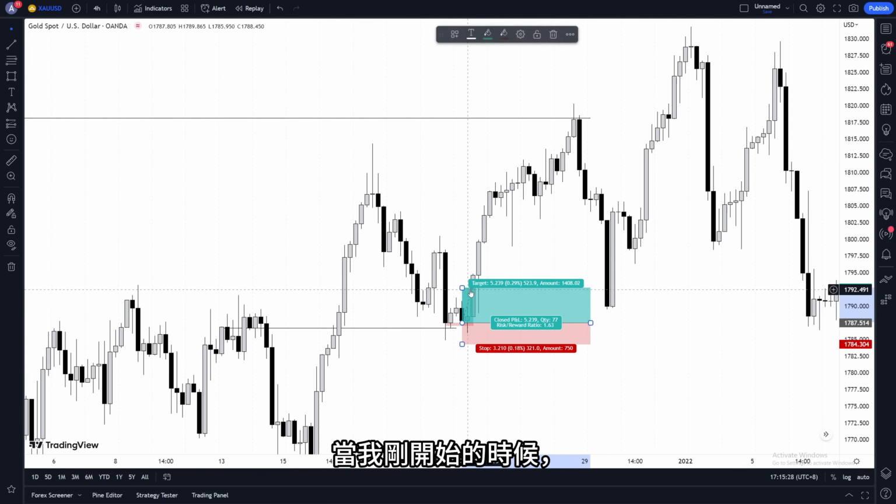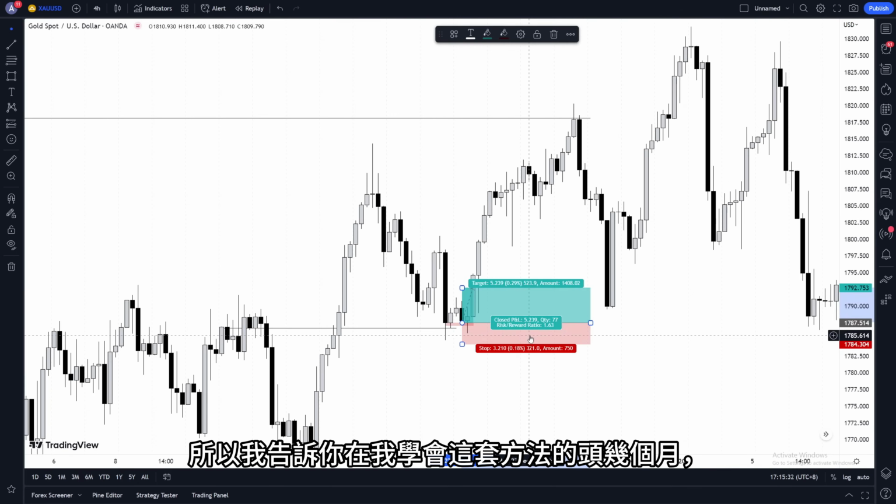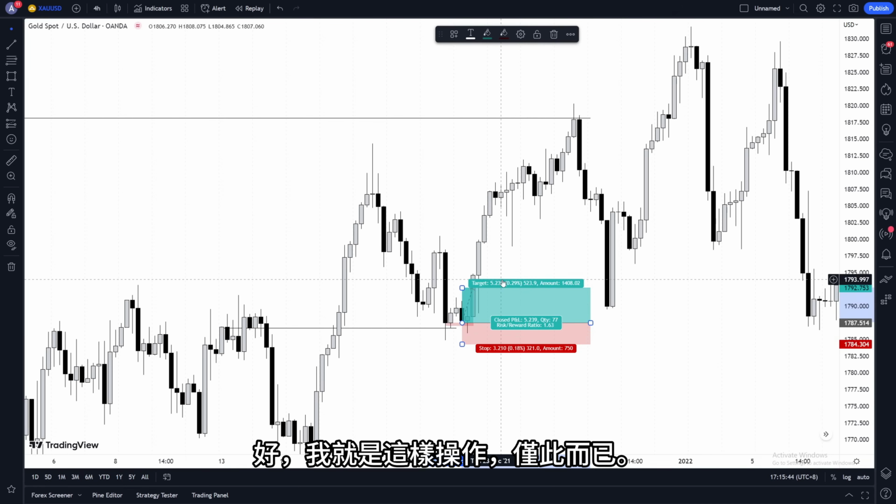When I first started out, I always had a 32 to 35 pip stop loss. So I'm telling you, in the first few months that I learned this, I had a 30 to 35 pip stop loss, and I had a take profit of 100 pips and a break even of 50 pips. Okay, and I would just play interest, that's it. So I wouldn't even pay too much attention to the monthly, although I should have, and I would just pay most of my attention to the weekly.